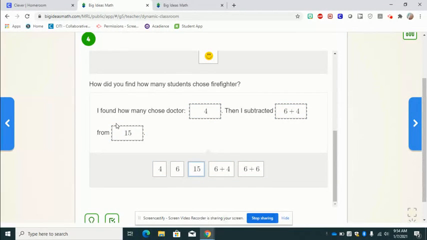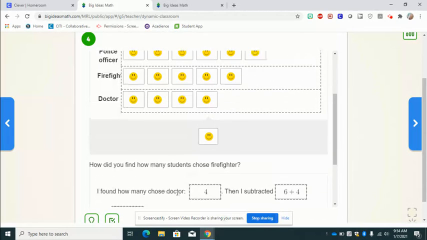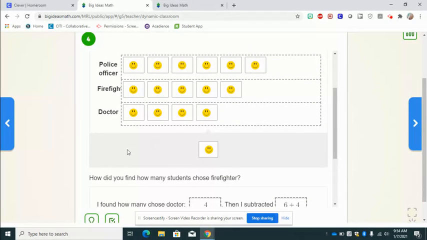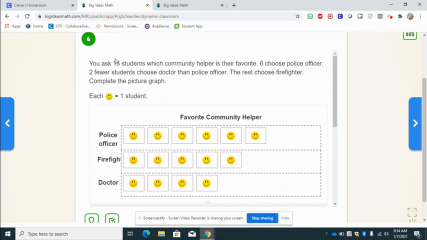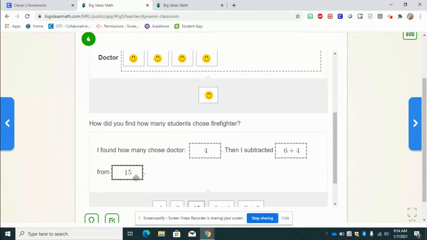All right, so I'm going to explain that again because that was probably confusing. So you found out how many chose doctor, which was 4, and then we needed to know how many chose firefighter, and the way we found that out is we added the police officer and the doctor, and we got 10. We knew that we needed 15 students altogether, so we could do 15 minus 10 to get 5 for firefighter. So we subtracted 10 from 15.